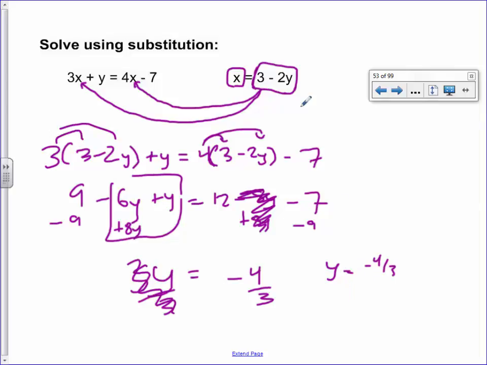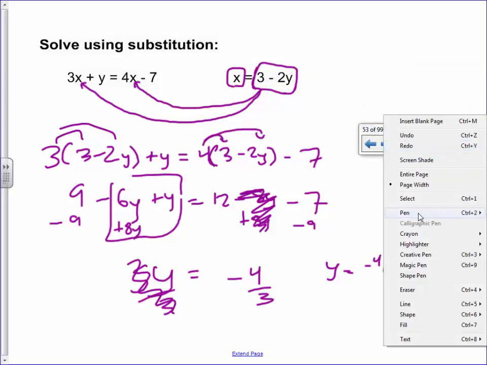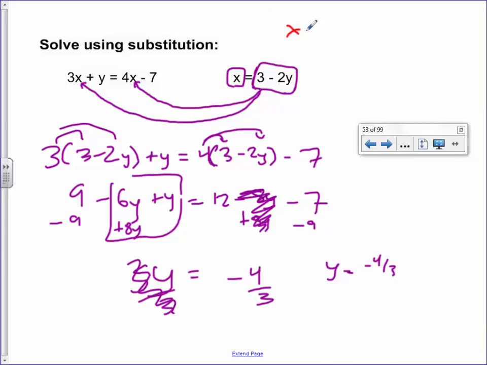But here's where this is kind of cool. When I have an equation right up here that tells me what x is equal to, x is equal to 3 minus 2 times whatever y is. So I'll just use a new color here. I'll go back up here. x was supposed to be equal to 3 minus 2 times whatever y was. But we know what y is now, right? It's minus 4 over 3.